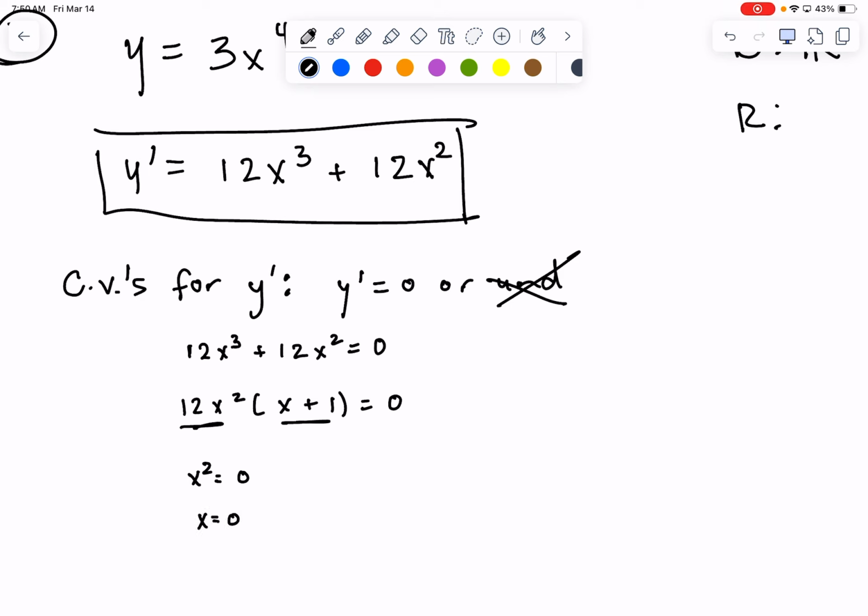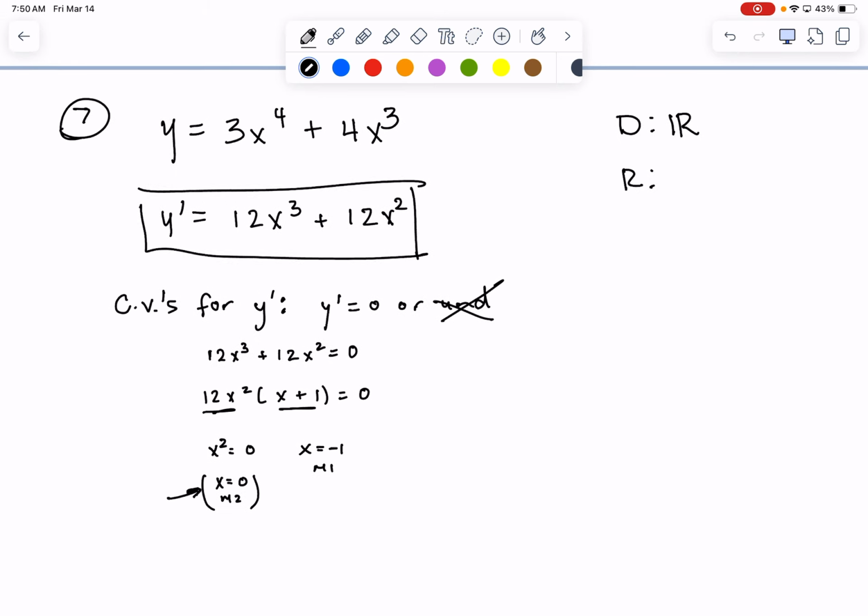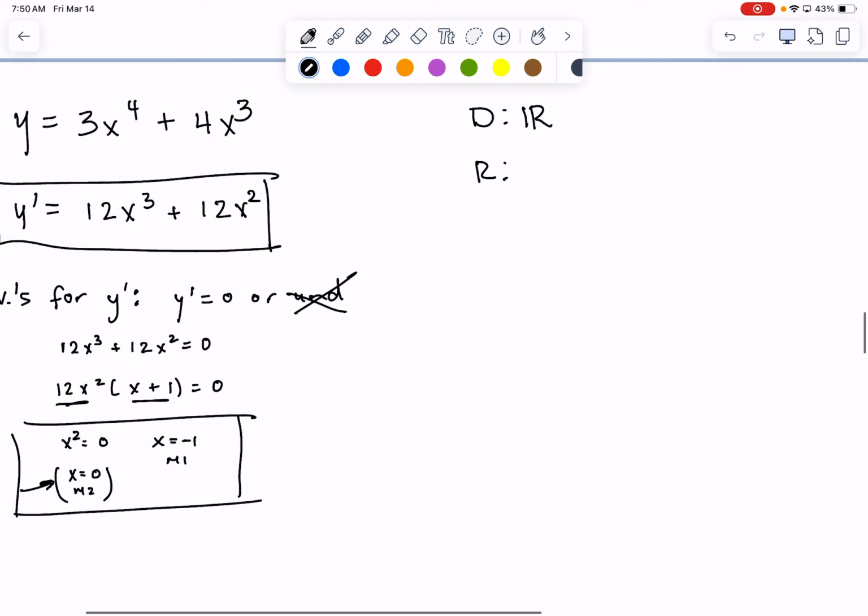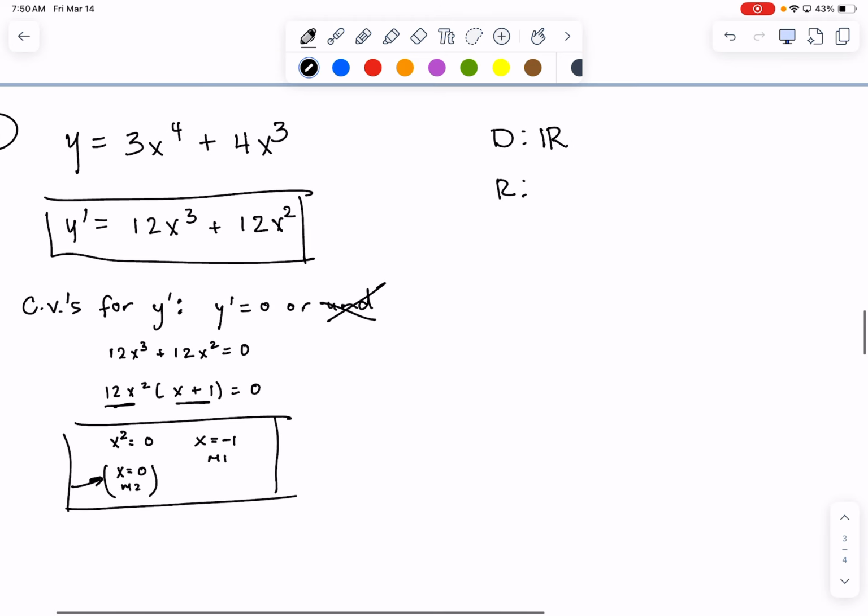So this is multiplicity 2, or what we call a double root. And this is x equals negative 1, and that'll be a multiplicity 1. So sign analysis is not going to switch at 0. When we get to 0, we can't change signs at all. So there's my critical values. I don't care if you label the multiplicities, that's up to you. I do, just so I don't forget to switch to sign analysis.